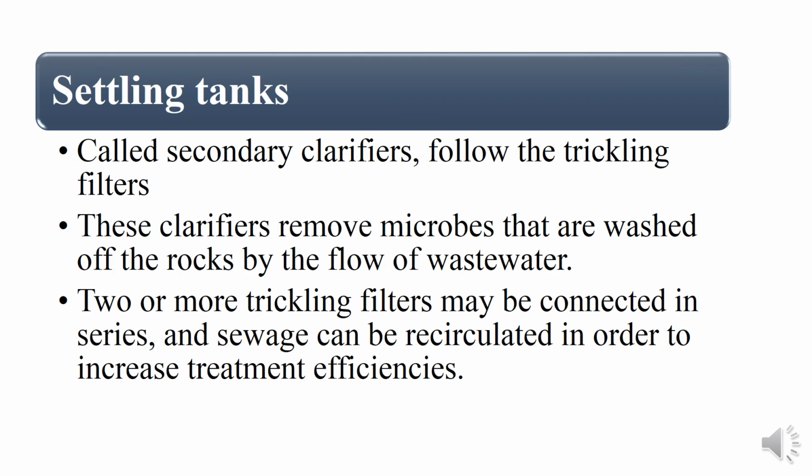Settling tanks, also called secondary clarifiers, follow the trickling filters. These clarifiers remove microbes that are washed off the rocks by the flow of wastewater. Two or more trickling filters may be connected in series, and sewage can be recirculated in order to increase treatment efficiency. As we discussed in the diagram shown previously, from the settling tank the water is again recirculated into the trickling filters for the removal of the organic wastes.